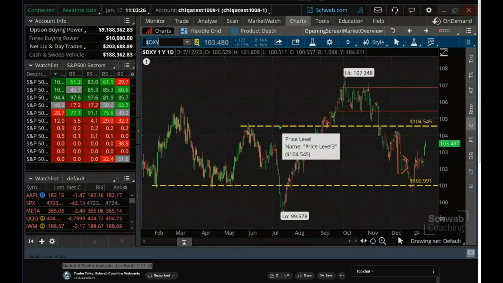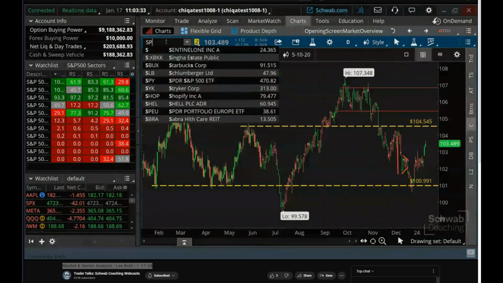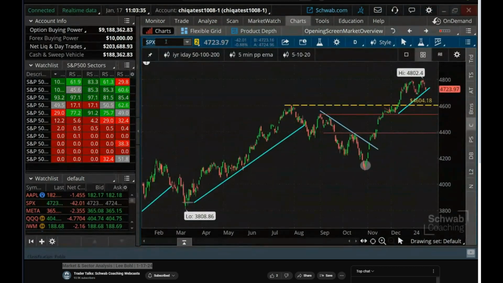So now let's start with the S&P 500. All right, a couple of things we see here. Right now we're at 47.23. The high was 48.02, so we're not that far from the high.